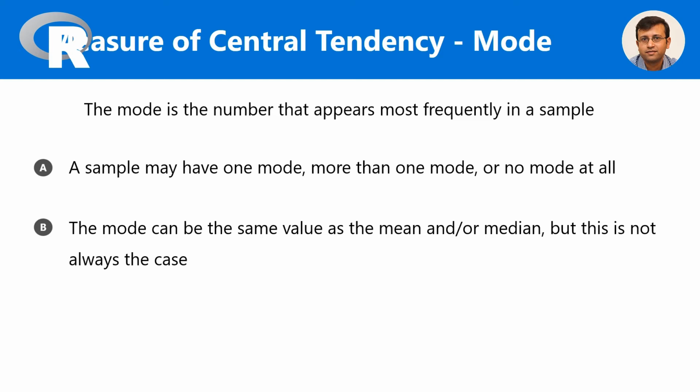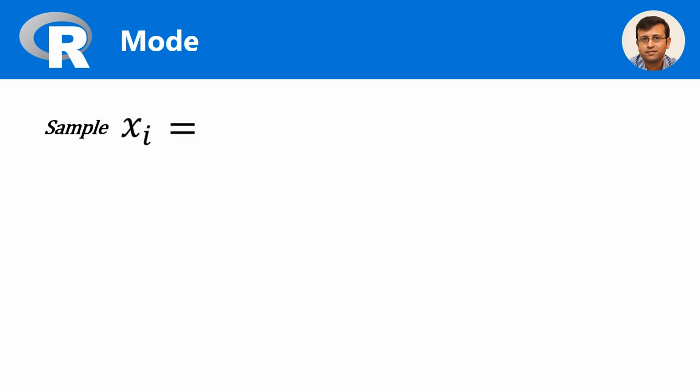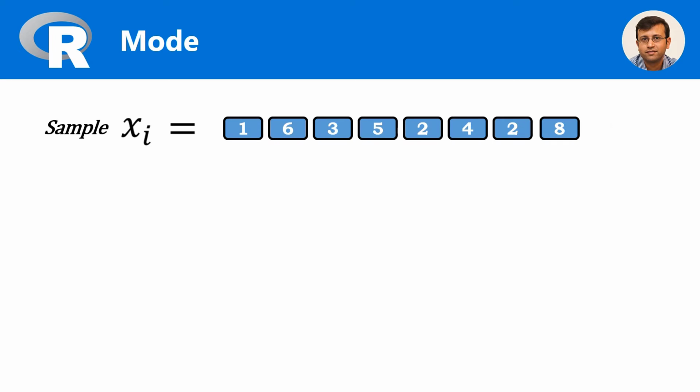Let us consider a simple example. In this case, we have a sample of elements. If you observe, the element 2 occurs the most number of times. So therefore, the mode of this sample is 2.